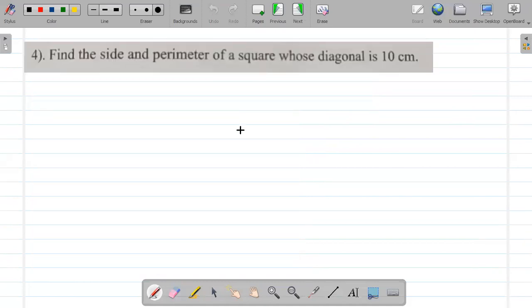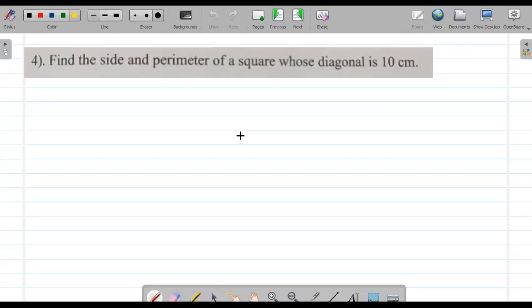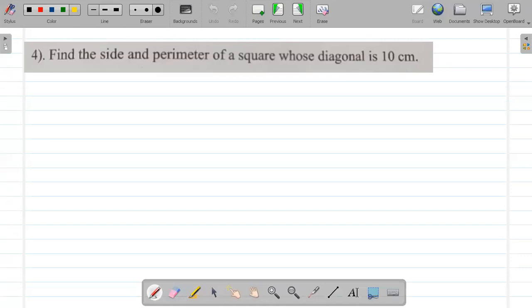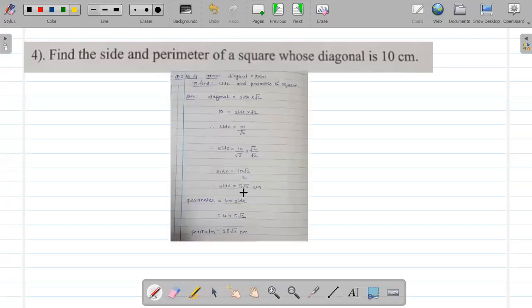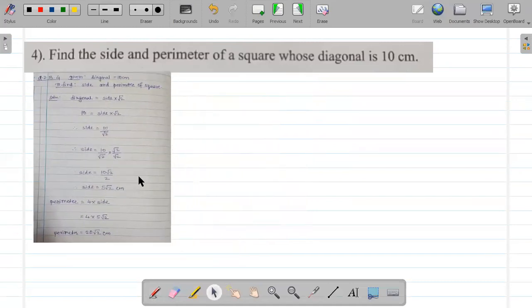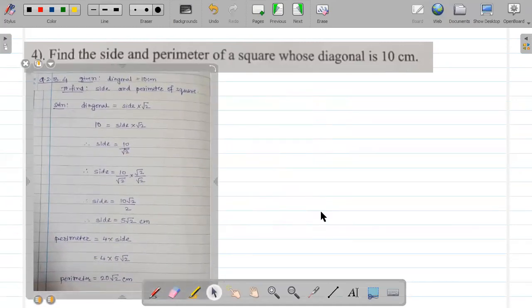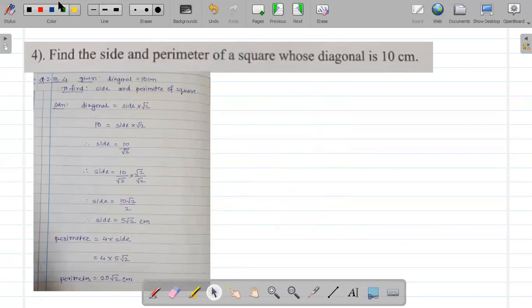Next, we are asked to find the perimeter and side of a square with a given diagonal. So for this one, you could always start with writing out what is given and what we are asked to find. So this is something you need to remember. Diagonal is equal to side times root of 2.